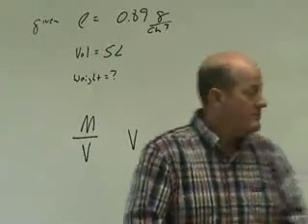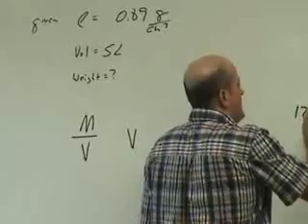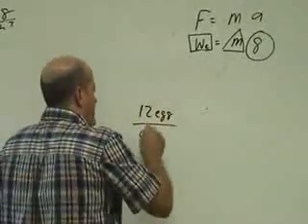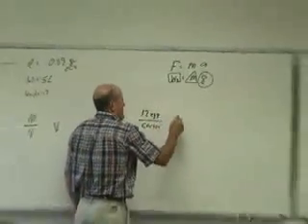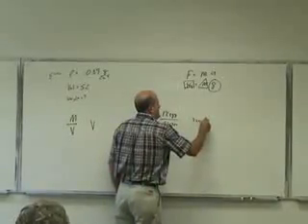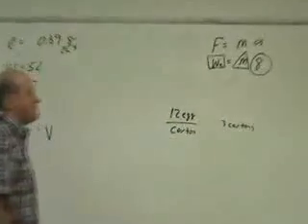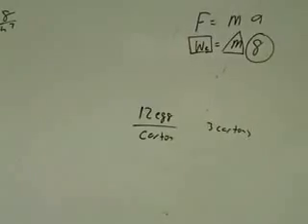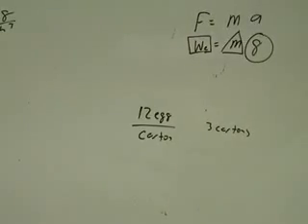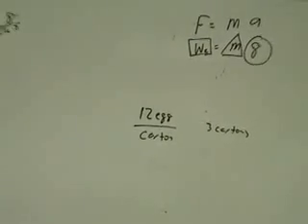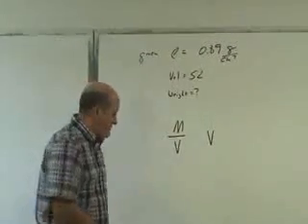We got 12 eggs per carton and 3 cartons. So you got 36 eggs. That's the same thing. You got this much mass per volume and you got this much volume. You multiply them together, you're going to have so much mass left. So we can do that.